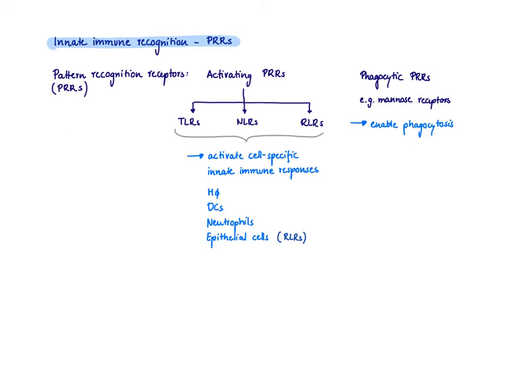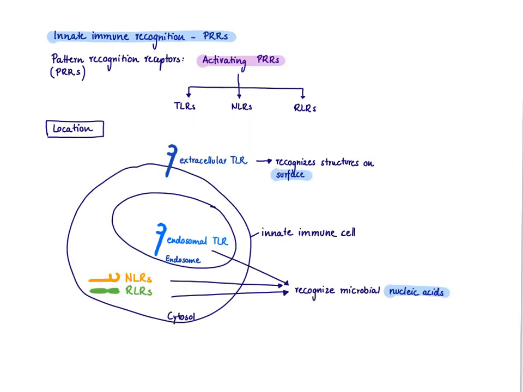Therefore, the activation via PRRs will help to upregulate co-stimulatory molecules like B7, and upregulate MHC class 1 and MHC class 2. The neutrophil will be just activated to kill better, and epithelial cells that have RLRs, when they're infected with a virus, start also producing cytokines like type 1 interferon.